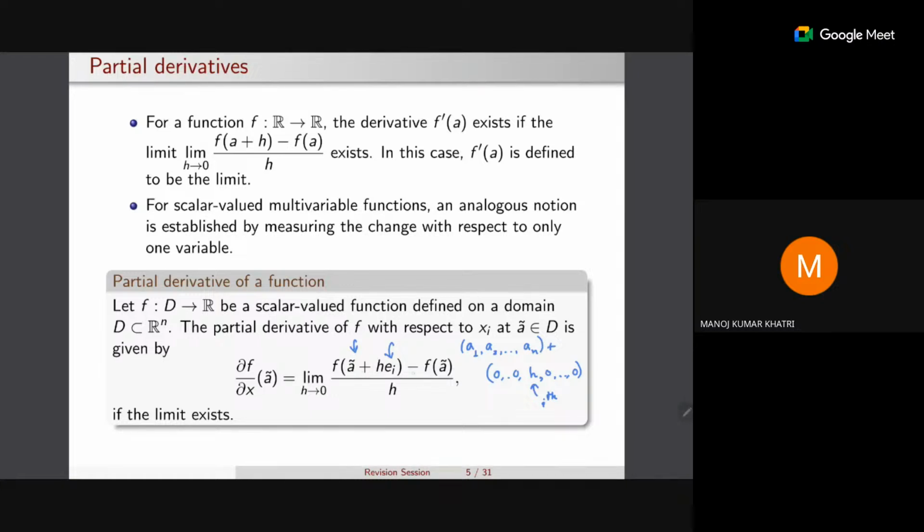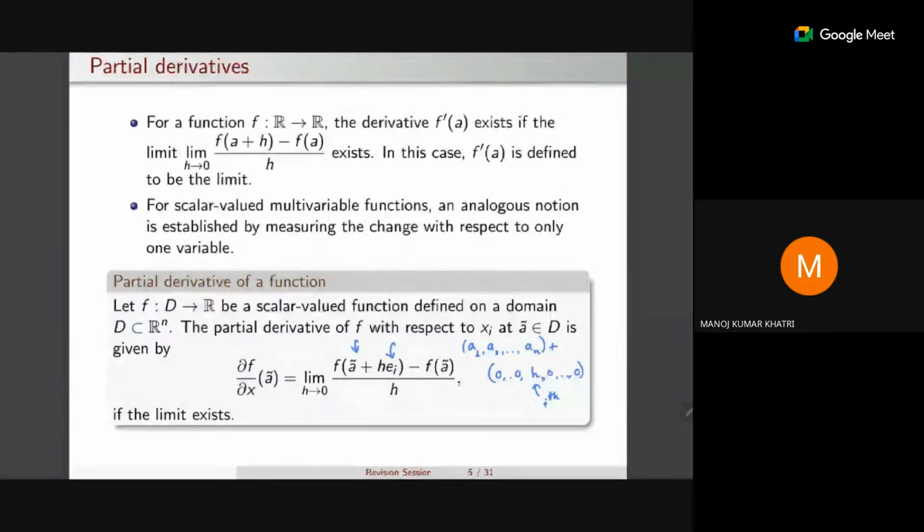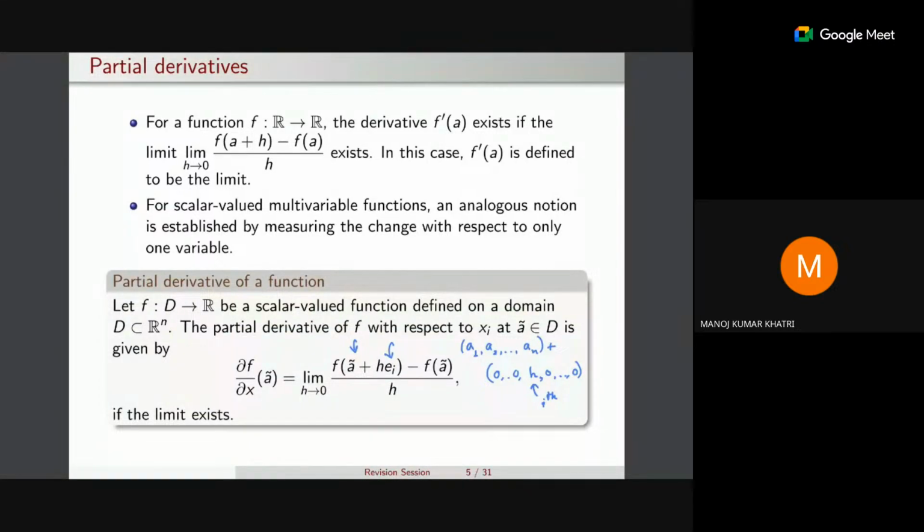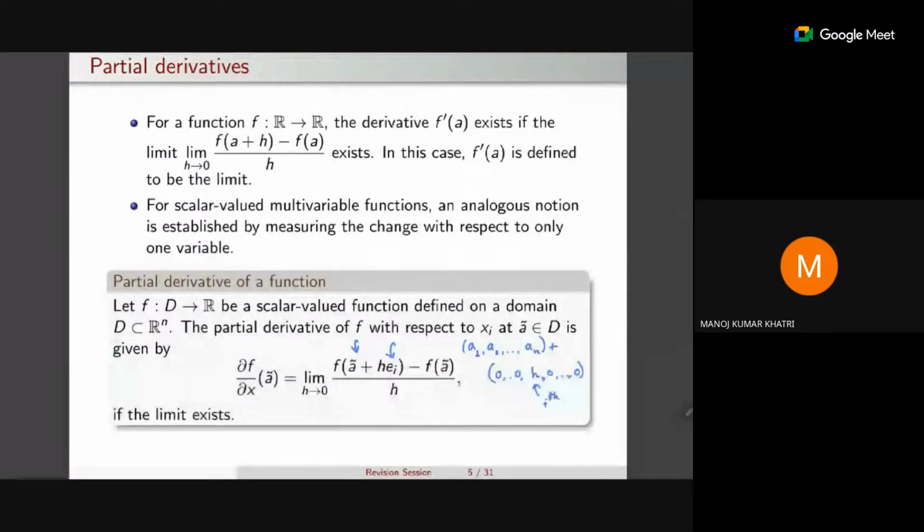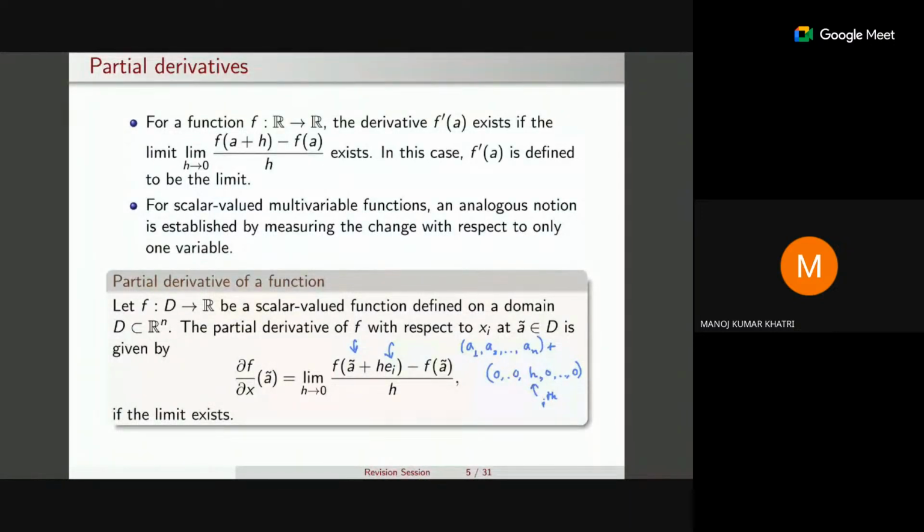And then I do the same thing. I measure the rate of change as I go from a tilde to a tilde plus h ei, and then divide it by the change in input, which is h in this case. Once again, you could write it as a tilde plus h ei minus a tilde, which gives you h ei, but the norm of that is just h. So the change in input is just h, and the change in output in the direction of ei is f of a tilde plus h ei minus f of a tilde. And you have to verify that this limit exists. This need not exist always, as we will see in many examples. But if that limit exists, then that is called the ith partial derivative.